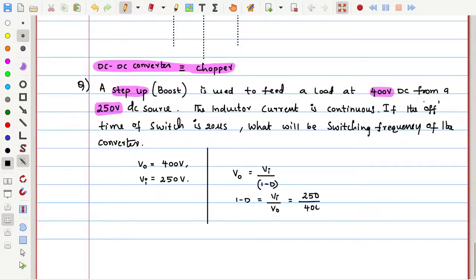How much is this? 250 divided by 400 is 25 divided by 40. How much is that? 25 divided by 40 is 0.625. This is 1 minus D. How much is D then? D is equal to 1 minus 0.625. How much will we get?